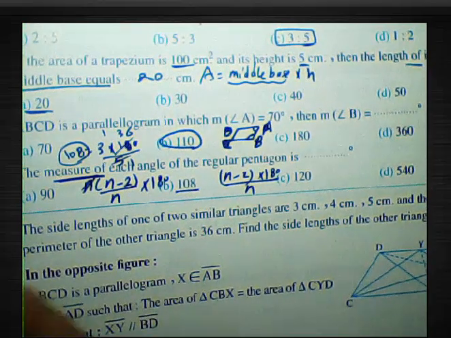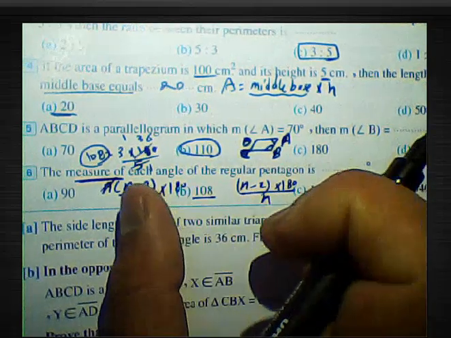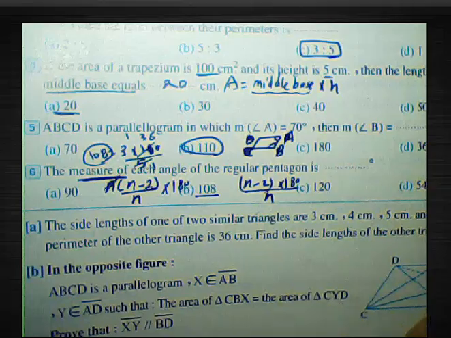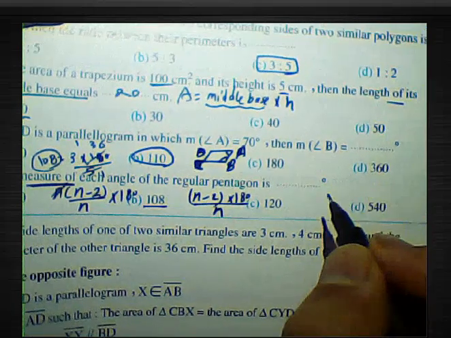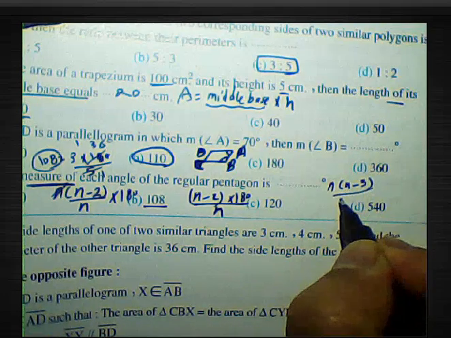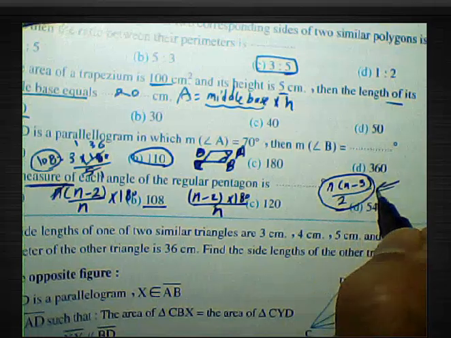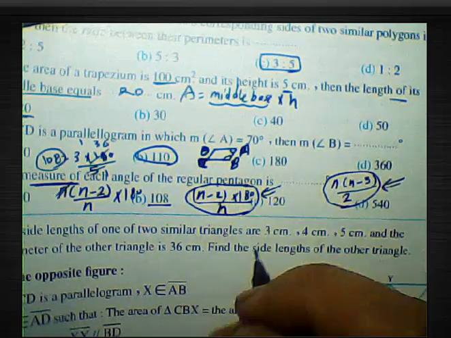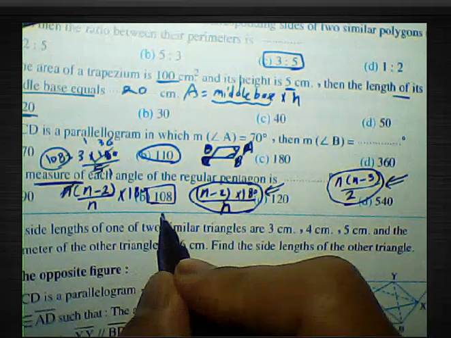This is a rule about the sum of the total: n minus 2 multiplied by 180. If you want to find the measure of each angle, you must divide by the number of sides in the polygon. We have another rule about the diagonal: n times n minus 3, divided by 2. To find the diagonal, you must use this rule, but in this example we find the sum of the total, n minus 2 multiplied by 180, and then divide by the number of sides to find the measure of each angle of a regular pentagon.